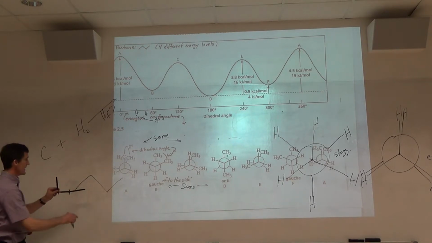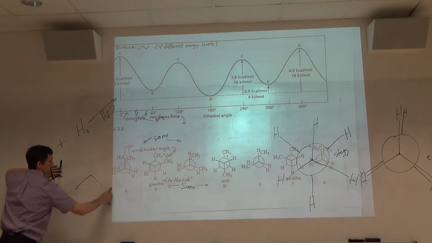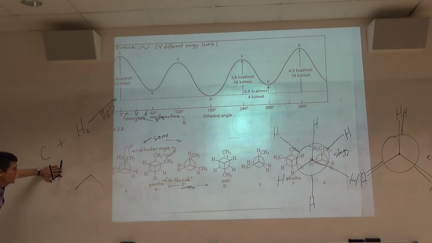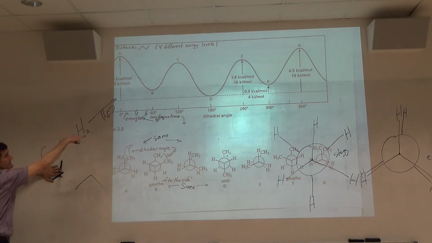First off, here is A. This is where both methyls are straight up and eclipsed. Which carbon do they rotate? They're rotating the front carbon. You see, the back is staying the same. If I rotate this about 60 degrees, I get that. It's called Gauss. Is Gauss lower or higher energy than A? Lower, because it's a stagger. The stagger is always lower than eclipsed. So we go from A down to B.